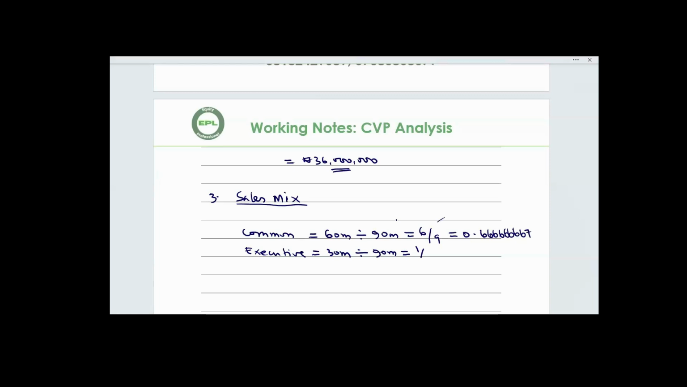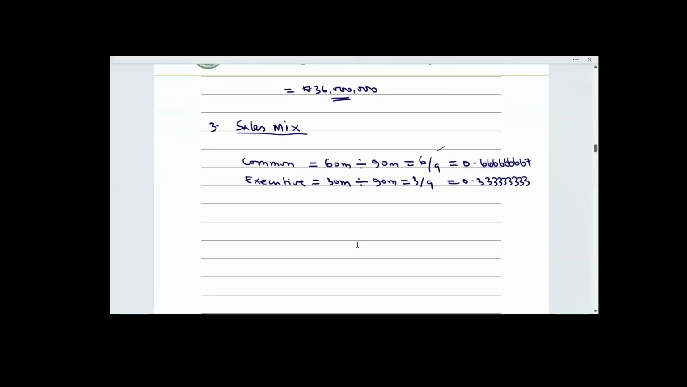But again, you don't just waste your time. You can just say 3 over 9. So if it's 3 over 9, this will give me 0.3333333. So by the time you add the two together, it will be equal to 1. So that's that. This is the sales mix or profit to sales ratio.